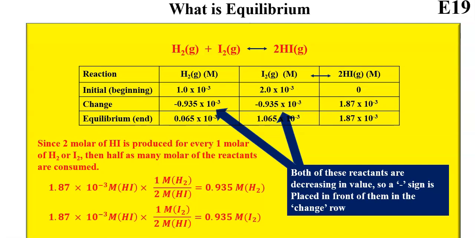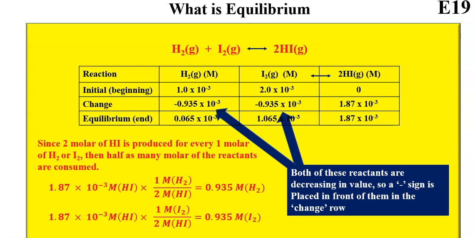So we work back to the reactants, and half of 1.87 is 0.935 times 10 to the minus 3. Because it's a reactant and it's being consumed, we put negative signs. That's going to be subtracted from our initial concentration because the concentration of reactants is going down. If you do those two subtractions for H2, you end up with 0.065 times 10 to the negative 3. And for the I2, it's going to be 1.065 times 10 to the negative 3 at equilibrium.